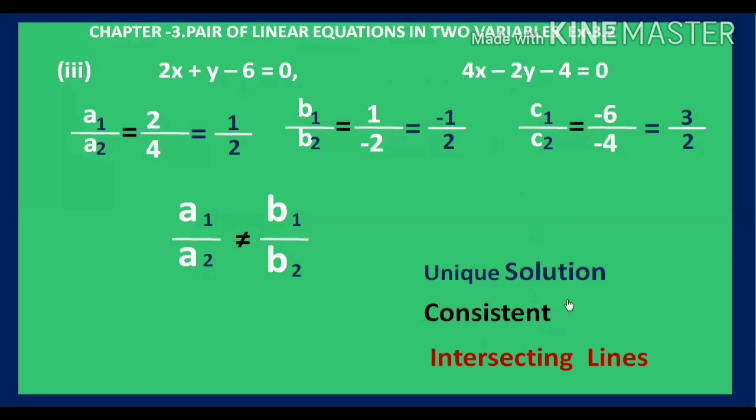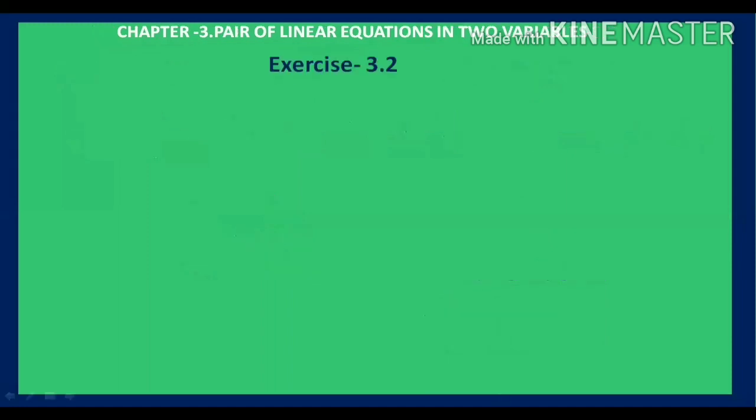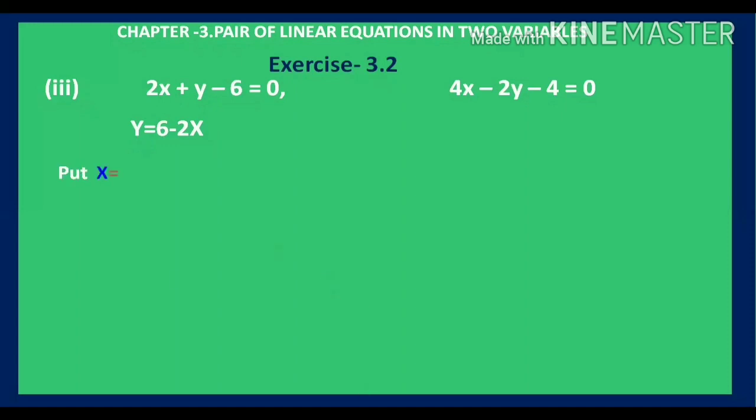Select draw the graph, and you know how to draw a graph. We take some points for both the equations. First is 2x plus y minus 6 equals to 0, our equation. So y equals to 6 minus 2x. Let's put some values of x. You can put any value of your choice. Let's put x equals 0, so y is 6 minus 0, which is 6.